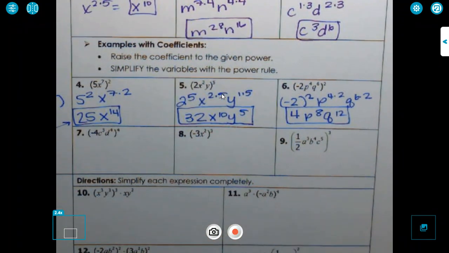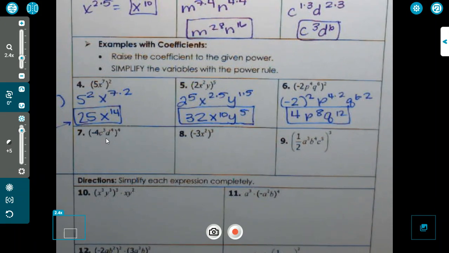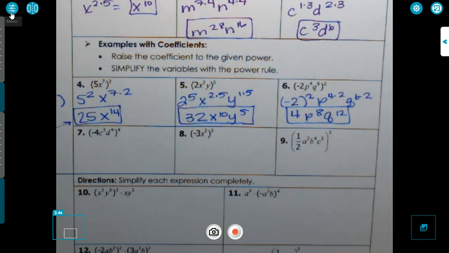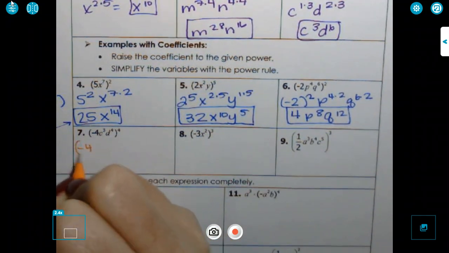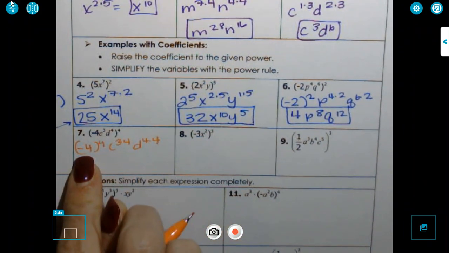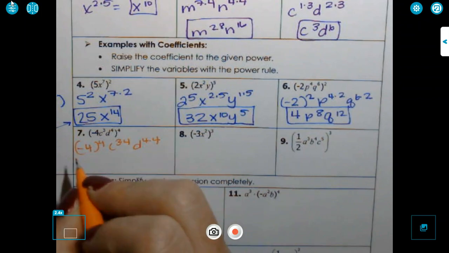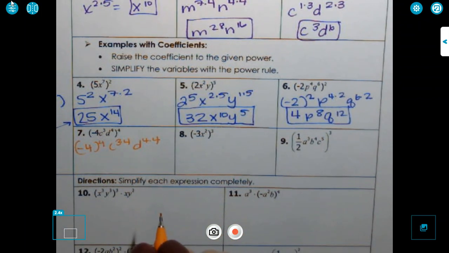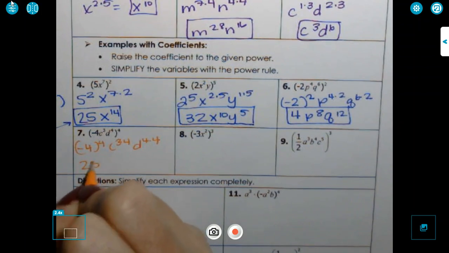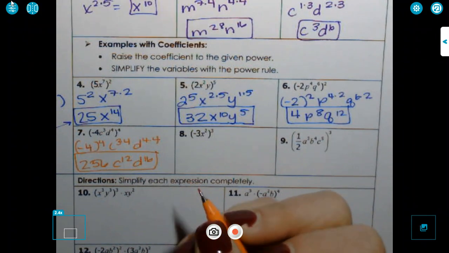All right, this is a 4. Kind of hard to tell, but that is a 4 right there. All right, so we've got negative 4 to the 4th, c to the 3 times 4, and d to the 4 times 4. So negative 4 to the 4th again means negative 4 times negative 4 times negative 4 times negative 4, which is going to end up giving me 16 times 16, which is going to end up giving me 256, c12, d16.